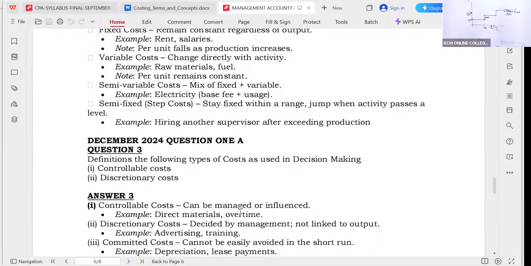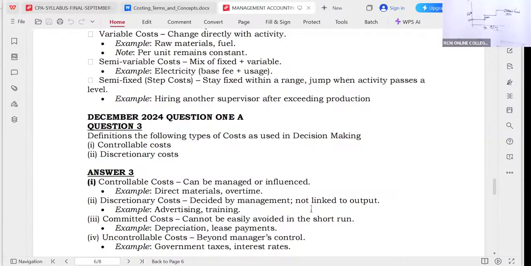Example, direct materials, overtime. Ladies and gentlemen, when I ask you for some favor, it will be at your discretion to decide whether you're going to do that favor for me or not. It's your choice. So when you hear discretionary, these are costs that will be incurred only if management makes a decision to incur them. They are linked to management decisions, normally decided by management. They're not linked to output.